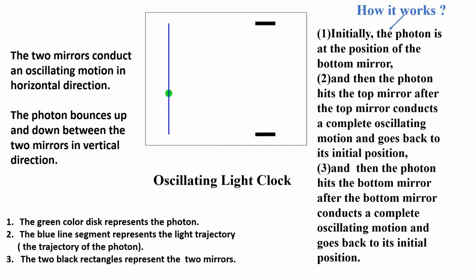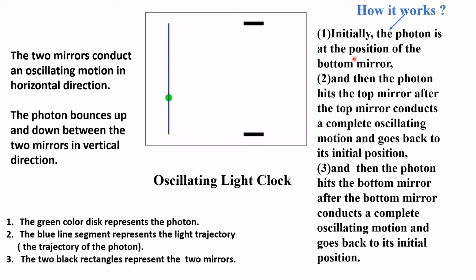This video shows an oscillating light clock. The two mirrors conduct an oscillating motion in the horizontal direction, and the photon bounces up and down between the two mirrors in the vertical direction.